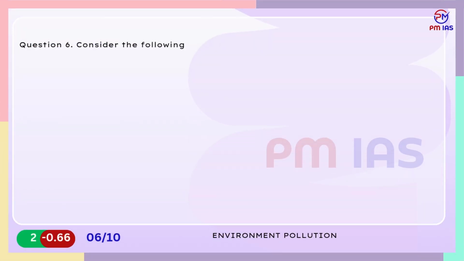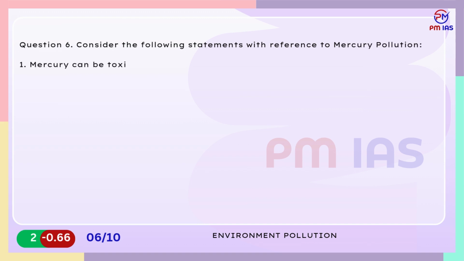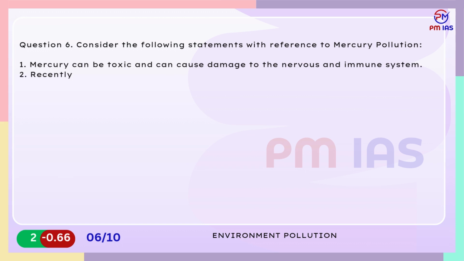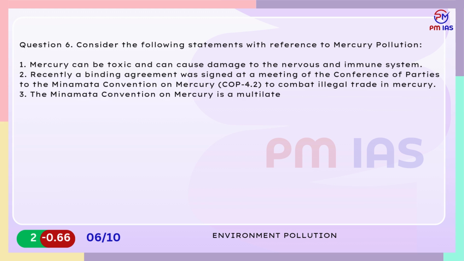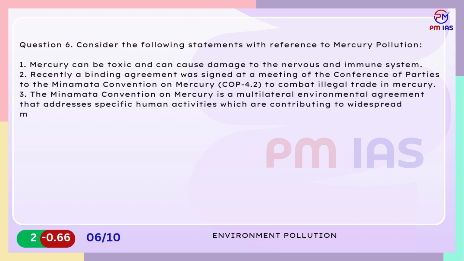Question 6. Consider the following statements with reference to mercury pollution. 1. Mercury can be toxic and can cause damage to the nervous and immune system. 2. Recently, a binding agreement was signed at a meeting of the Conference of Parties to the Minamata Convention on Mercury, COP 4.2, to combat illegal trade in mercury. 3. The Minamata Convention on Mercury is a multilateral environmental agreement that addresses specific human activities which are contributing to widespread mercury pollution. Which of the statements given above are correct?